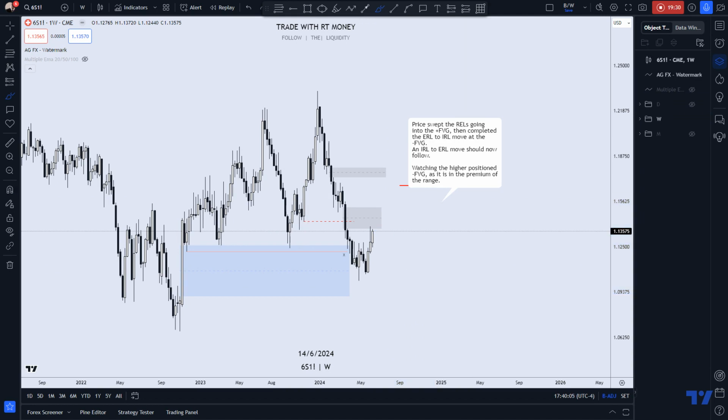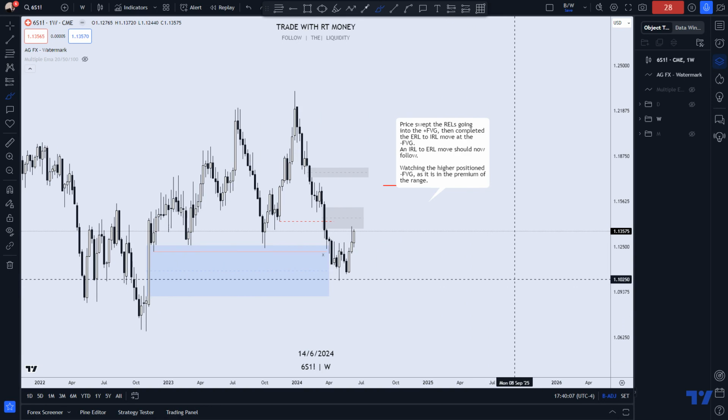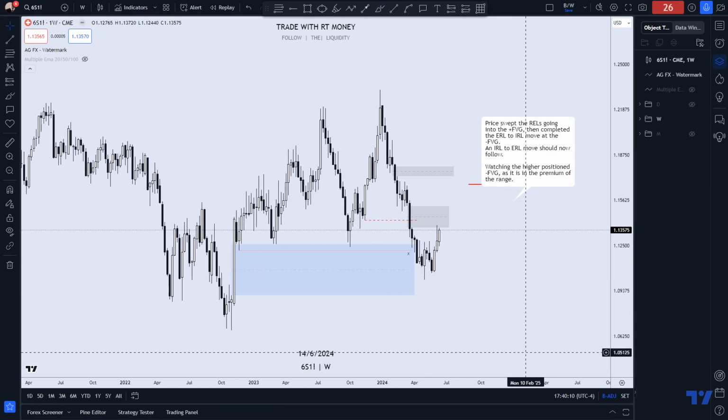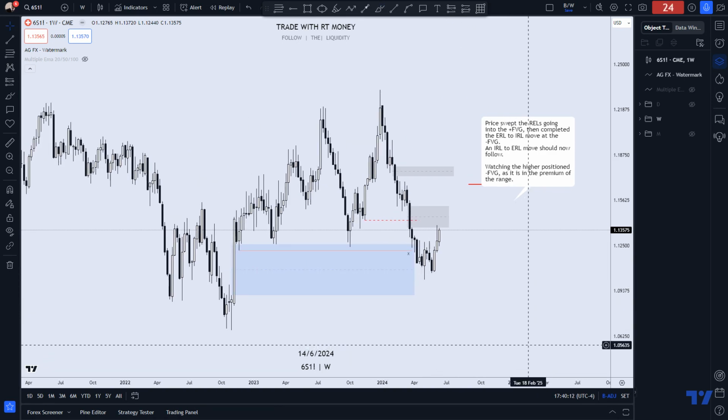There's a lot of news coming out this week, so look at your economic calendars. A lot of interest rate decisions happening, so you want to be careful of that.